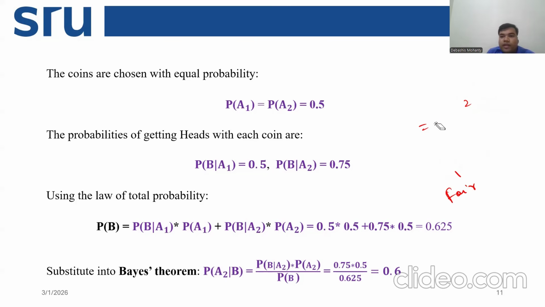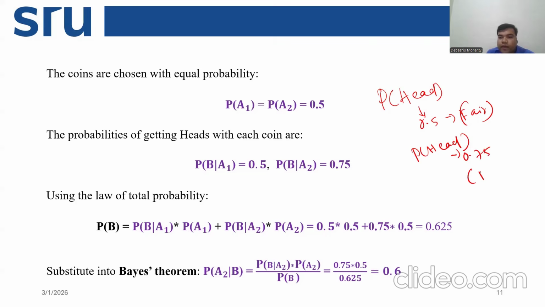Now we'll come to the most important thing, that is we need to calculate the probability of B given A1 and B given A2. That we already did in the first question, so no need to worry about that. I'll explain that the probability of getting a head with each coin we need to calculate. So how to calculate this? Now tell me, what is the probability of head in a fair coin? 0.5 for the fair coin. What is the probability of head in the biased coin?